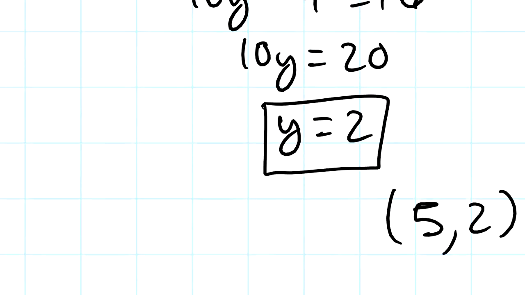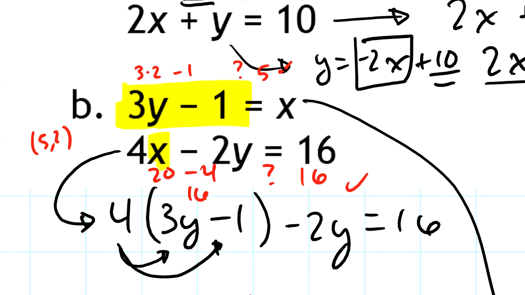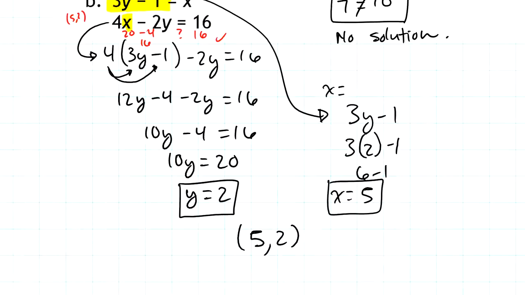What was the answer again? 5, 2. So let's plug in 5, 2. Let me write this down so I don't forget it. 5, 2. So 4 times 5 is 20 minus 2 times 2, which is 4. Yeah, and is that the same as 16? Certainly. 20 minus 4 is 16, so it checks in the second equation as well. So our solution is x is 5 and y is 2.